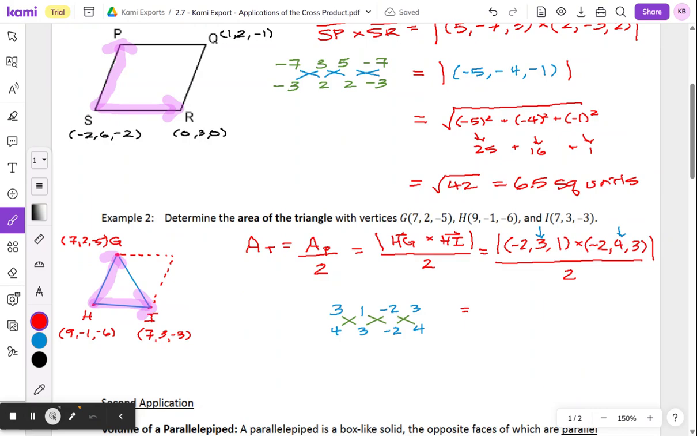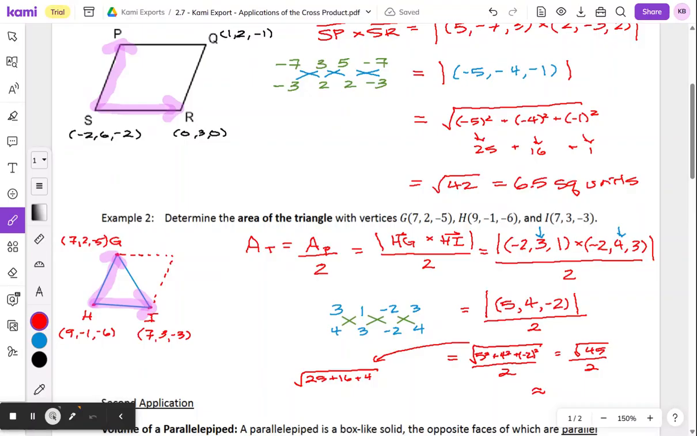Okay, so you can see here, I identified vector HG as negative 2, 3, 1, and vector HI as negative 2, 4, 3. Okay, then over here, I put together my calculation for the cross product of these two vectors. Okay, so check your work. I'm going to now calculate the cross product, find its magnitude, and then finally divide it by 2. So you can pause here and do that.